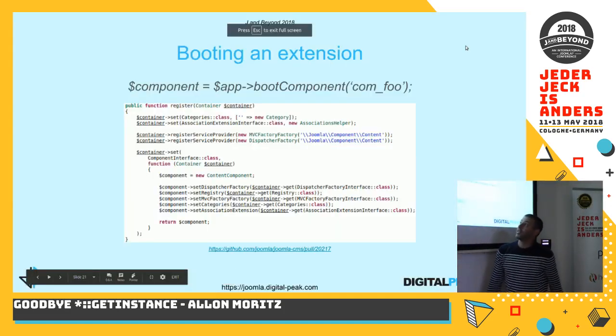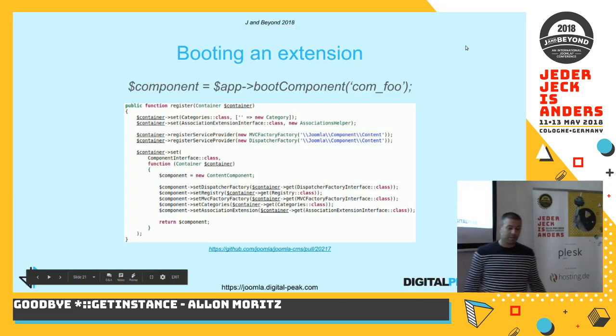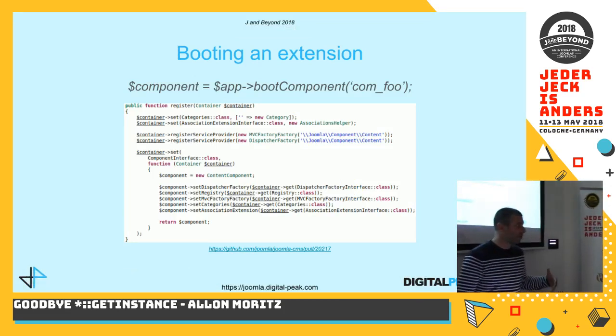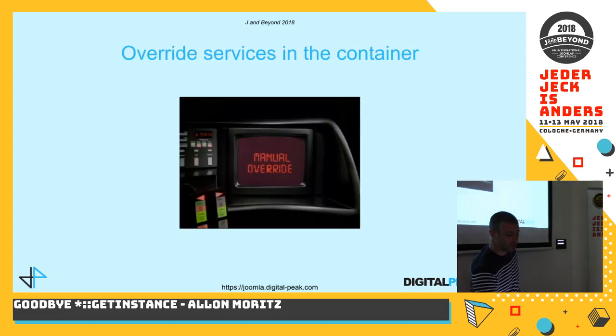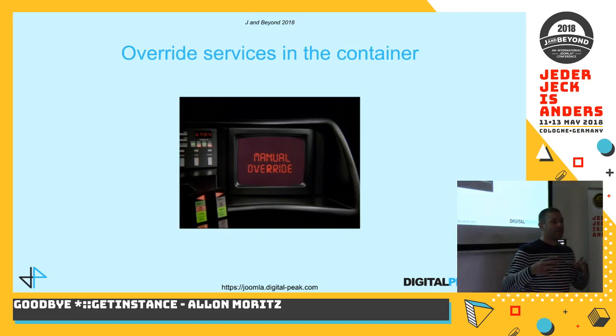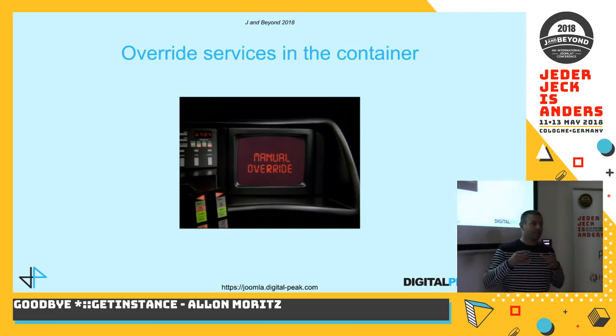As I said, that's just a small excursion on how we are booting an extension. We'll see why we are doing that when we see how services get overridden. Because now we have these services in a container with a key and a value or a resource for that, it allows us to override the services.